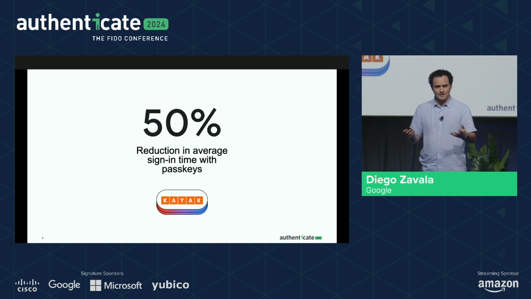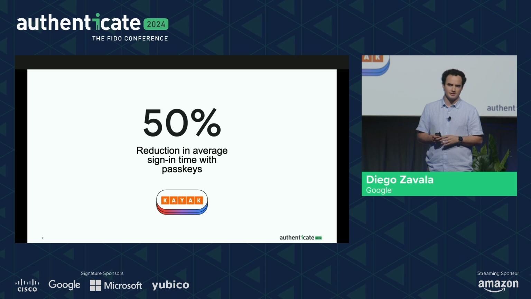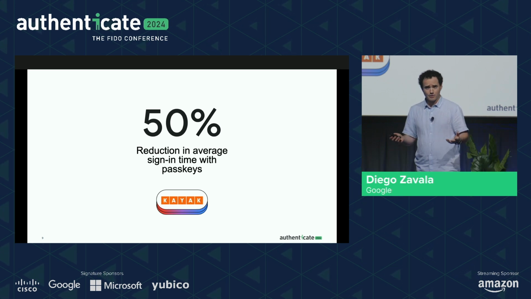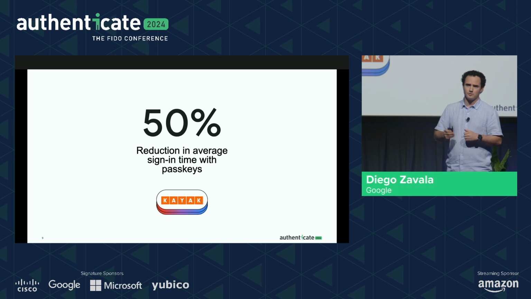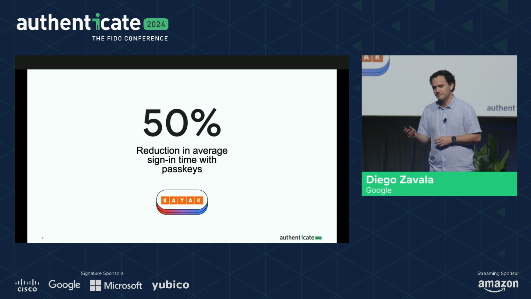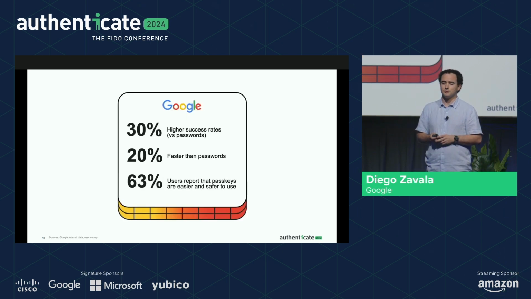Same experience is happening in travel. Kayak, a travel search engine, shared that Passkeys reduce the average time it takes their users to sign in by 50%, and also saw a decrease in support tickets. Because of how Passkeys are performing, Kayak went one step further and eliminated all the passwords from their servers, making their accounts passwordless.